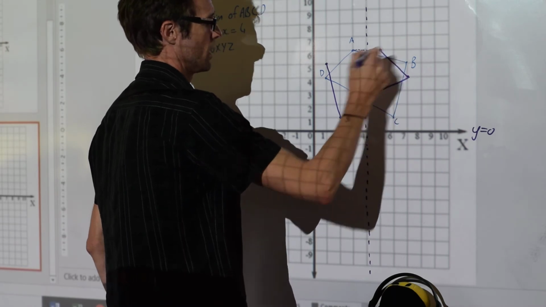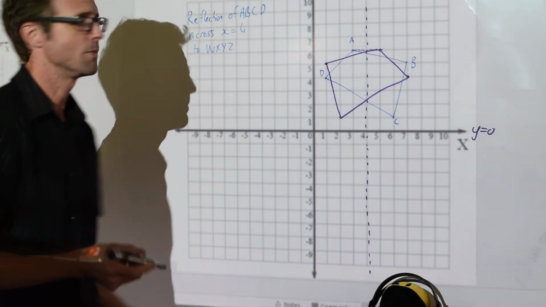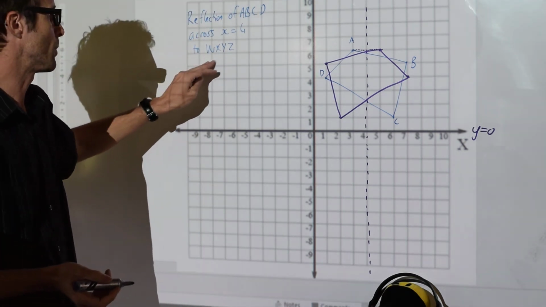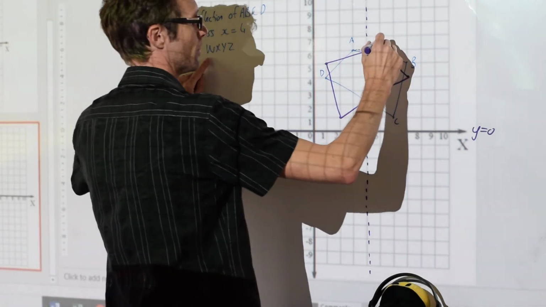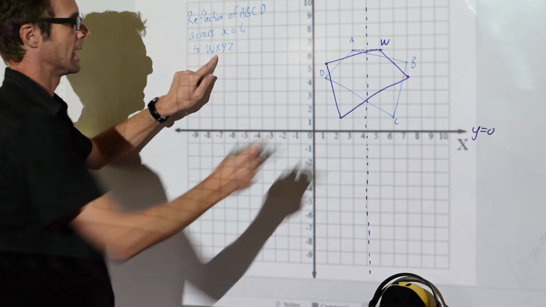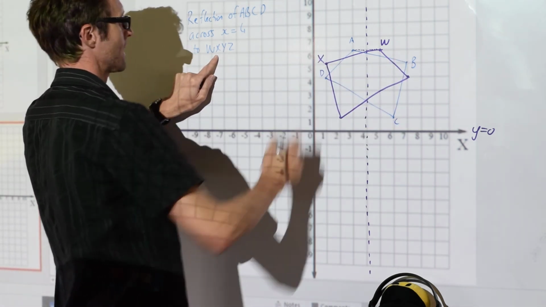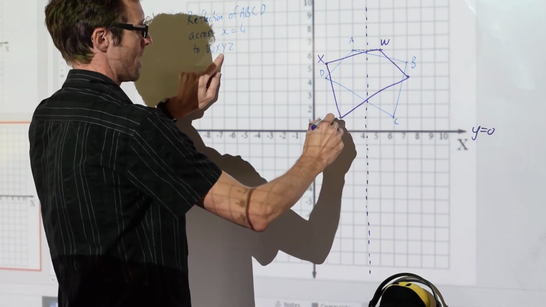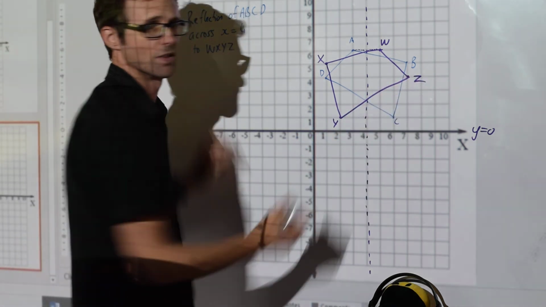You can use a ruler. Now, we have to name the shape. Well, we've been told that we're reflecting across x equals 4 to W, X, Y, Z. So A becomes W, so this is our W. B becomes X, so B ended up over here, so this is our X. And C becomes Y, so this is our Y, and D becomes Z, so this is our Z.